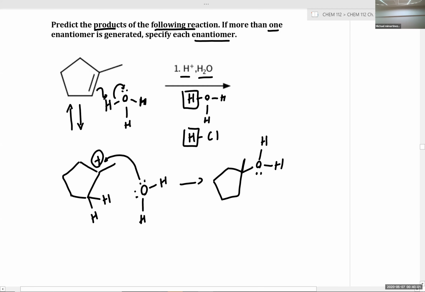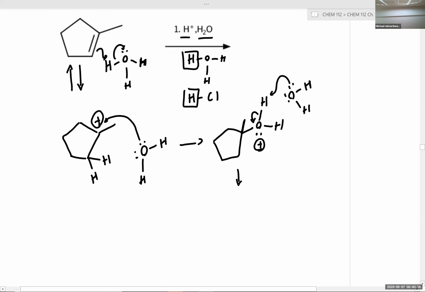Okay, so water attacks, we generate this addition product. And then finally, water is going to deprotonate to generate our final tertiary alcohol. And we can choose to draw this with dash wedge notation.